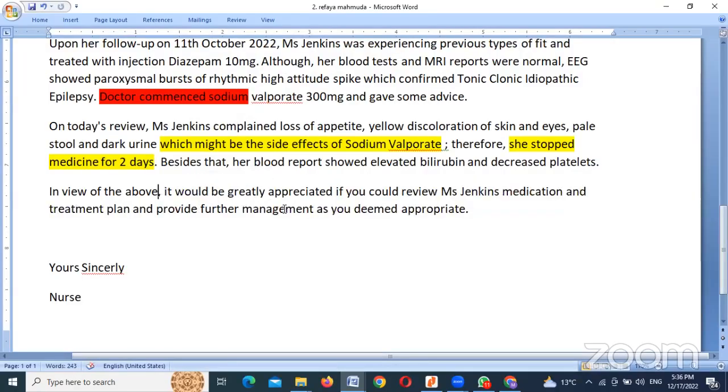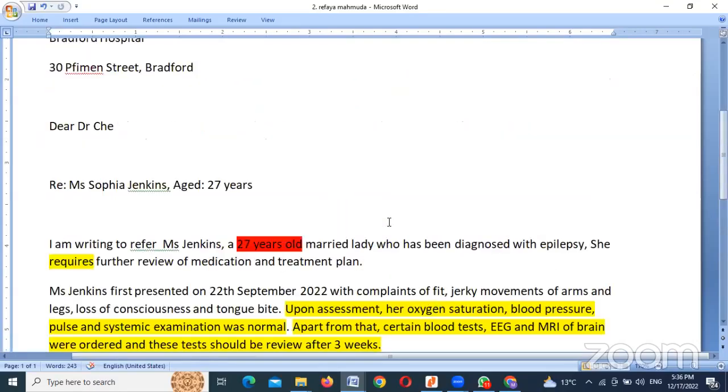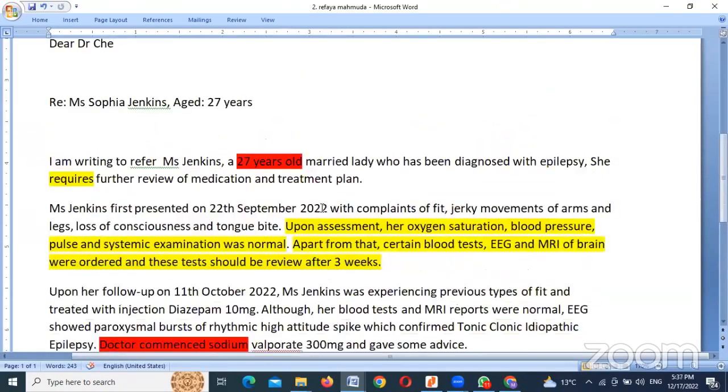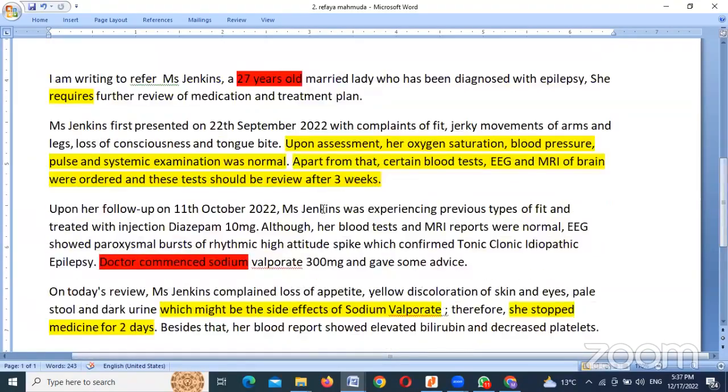Okay, it would be greatly appreciated if you could review Miss Jenkins' medication. We need an apostrophe here, and treatment plan, and provide further management as you deem appropriate. Not "deemed," just "deem," without ED. Overall it is a good letter, but it can be improved, okay? It can be improved.